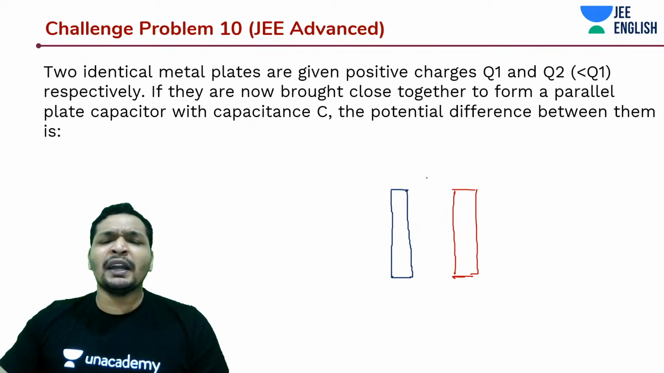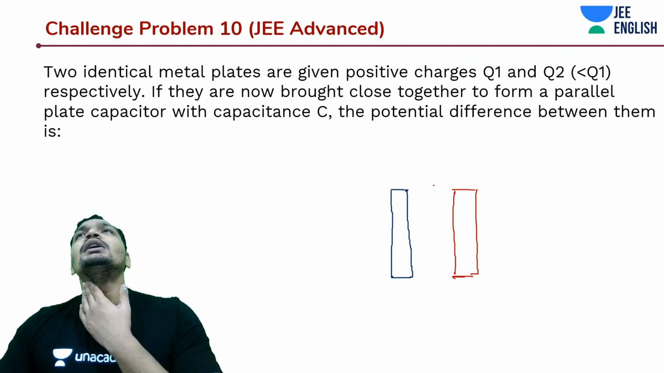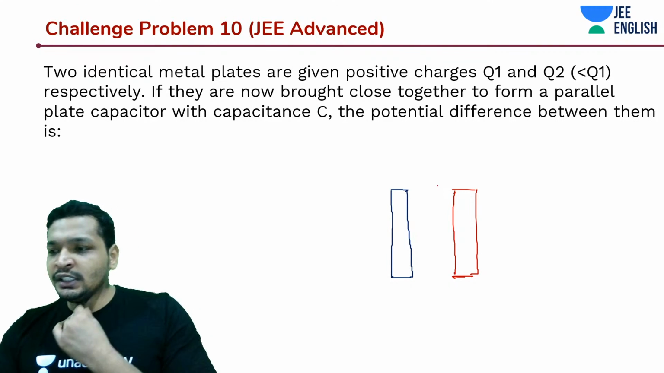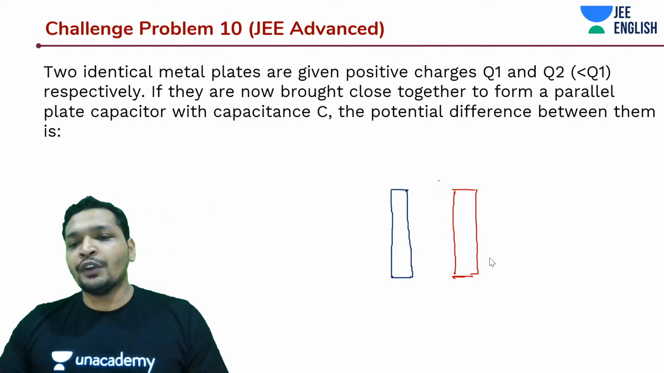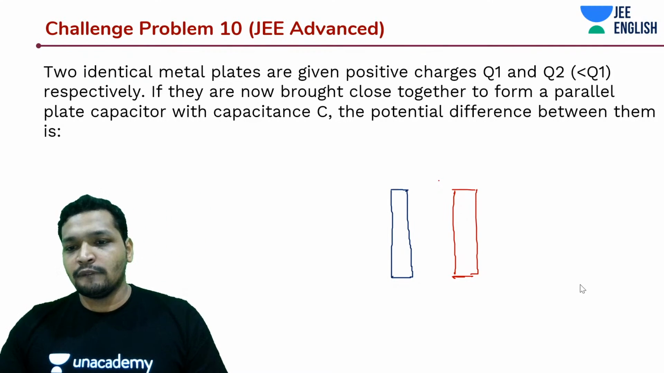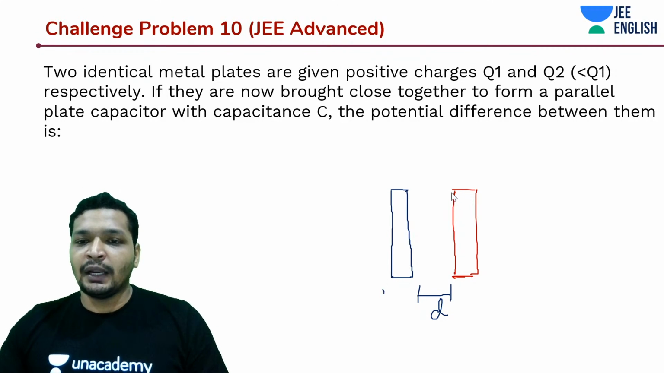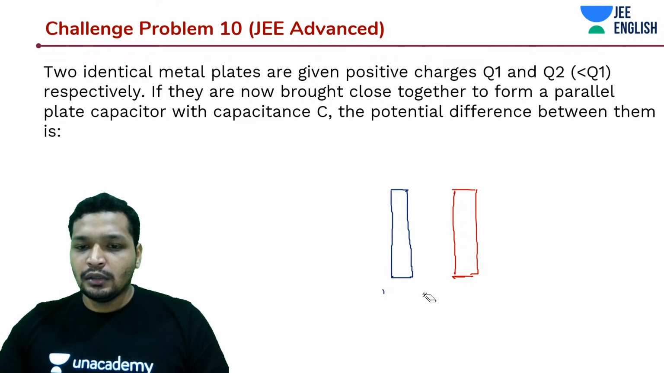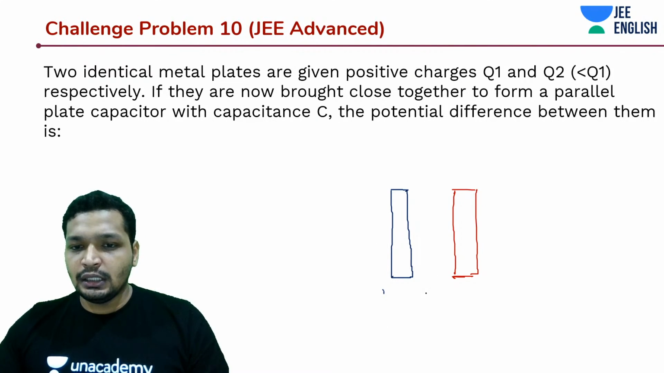Yes, Q1 minus Q2 by 2C. Why 2C, Vanshika? How did you do it? Did you calculate the electric field? The distance is D. Okay, let's take a black color, maybe that would be helpful.